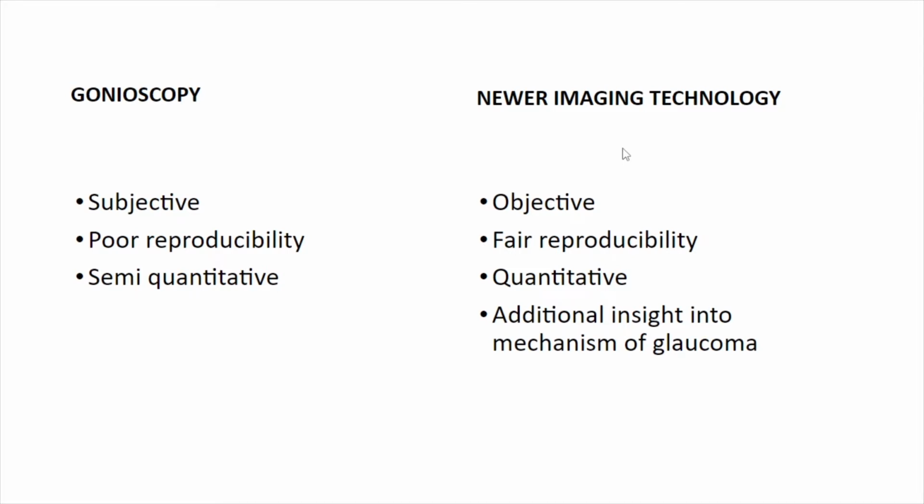A comparison between gonioscopy and newer imaging technology reveals that gonioscopy is subjective, while the newer imaging technology is an objective method of viewing the angle. Gonioscopy has poor reproducibility, and the newer imaging technology has fair reproducibility. Gonioscopy is semi-quantitative, while with newer imaging technology we can do quantitative analysis also, and it also provides us additional insight into the mechanism of glaucoma.